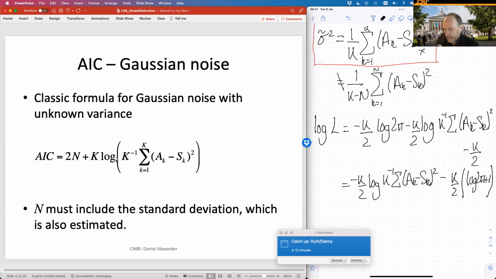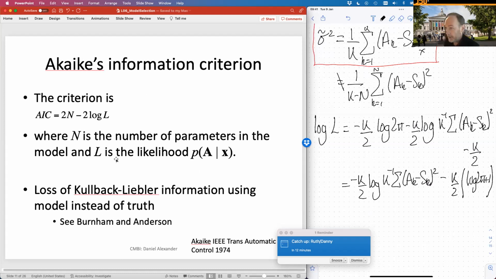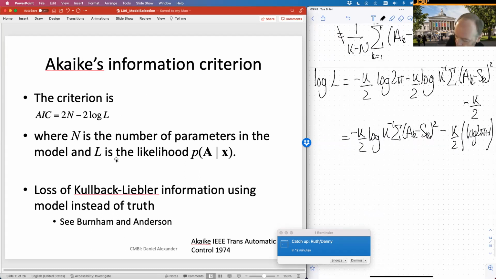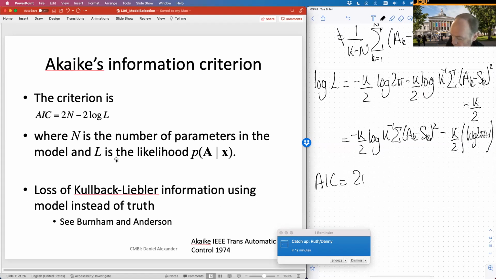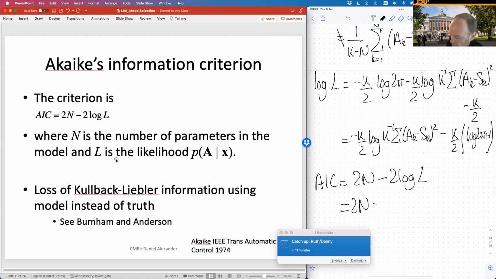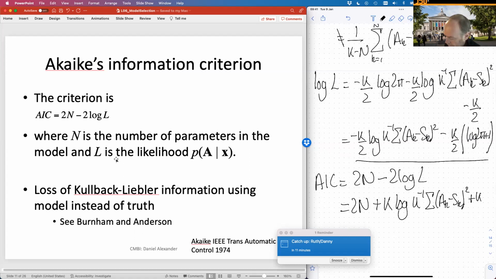Okay, let's now substitute that into our general expression for the AIC, which we had on the previous slide there. So AIC equals 2n minus 2 log L. So that then gives us 2n minus 2 times all of this stuff up here. So that's going to be, okay, it becomes plus, because we've got 2 minuses there, k log k minus 1 sum a_k minus s_k squared plus k log 2 pi plus 1.